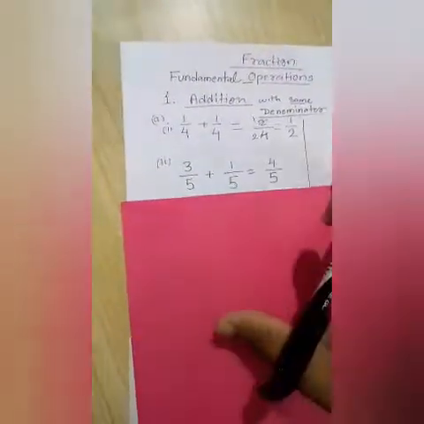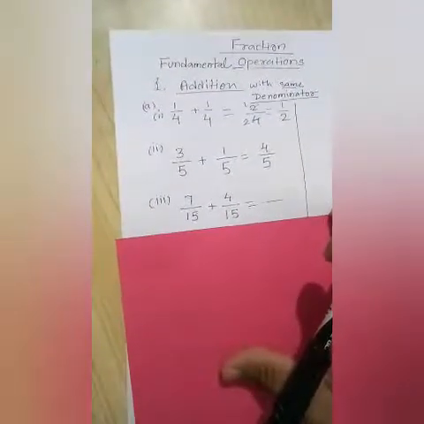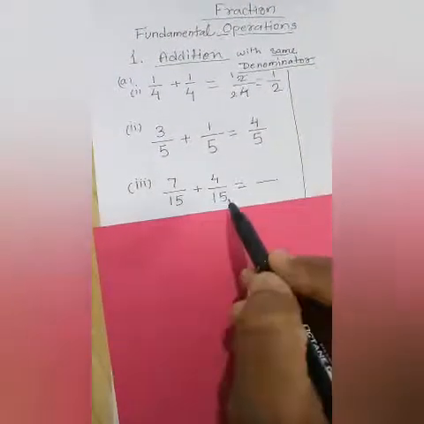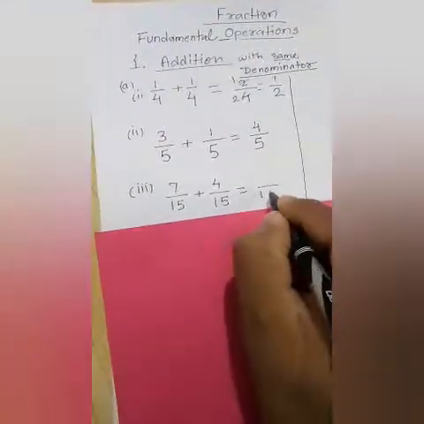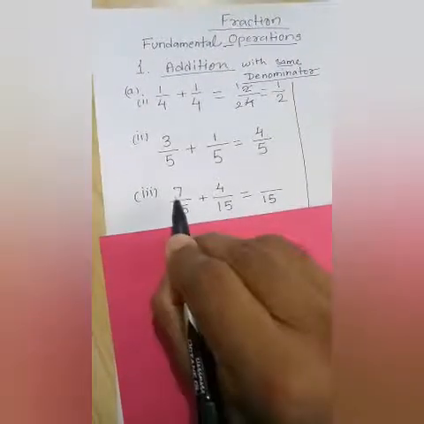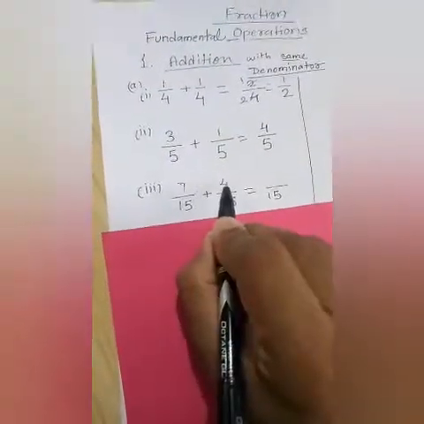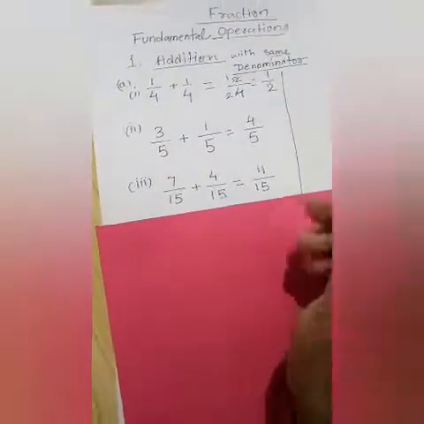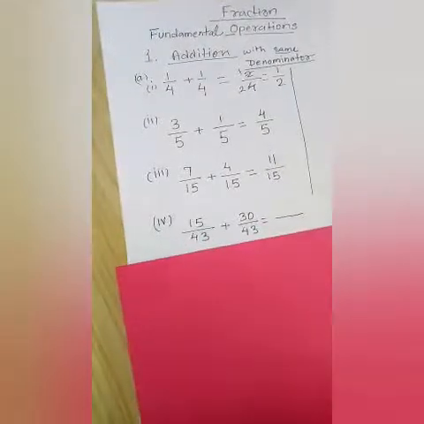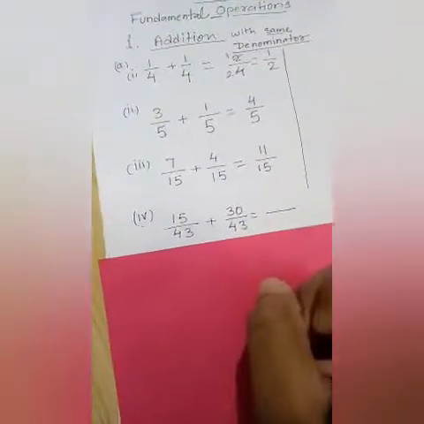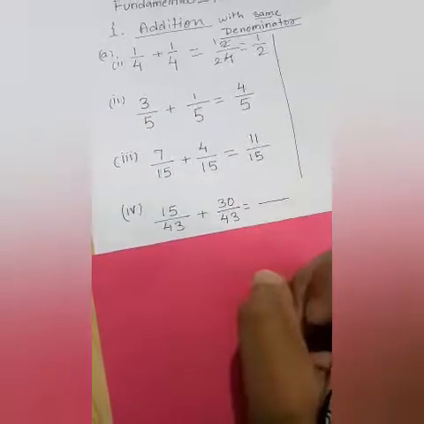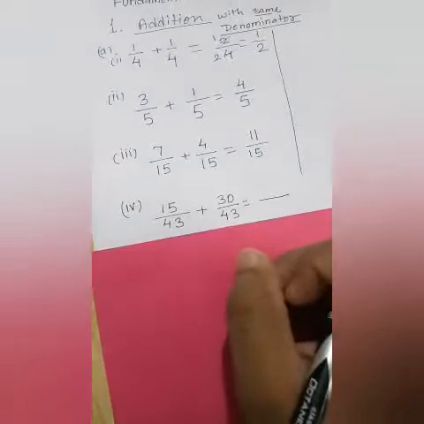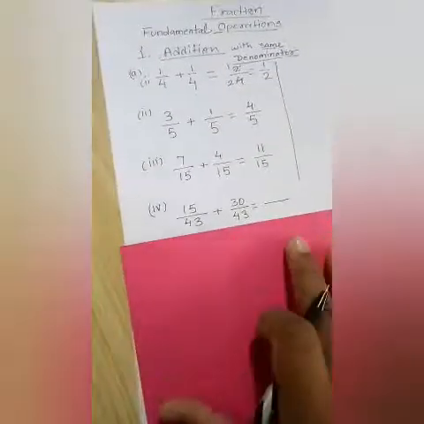Okay, so let's move to the next question. Yes, this is 7/15 and 4/15. The denominators are the same, so you will write this one as it is. Now what to add? Only these two numerators. 7 plus 4, 11 is the answer. Now one more sum we have here, and I want you to try and write your answer in the comment box. I will not give the answer for this. I will check your answer there and reply. So let's move to the next part.